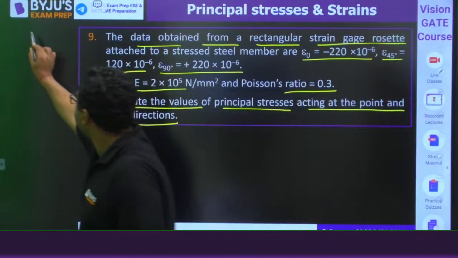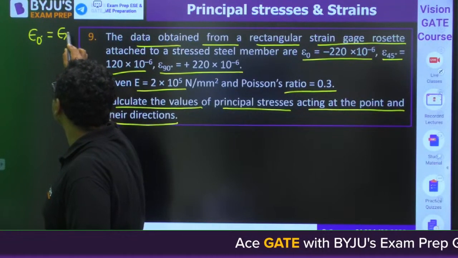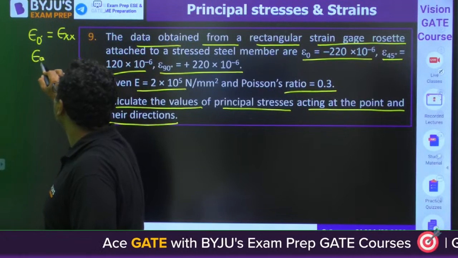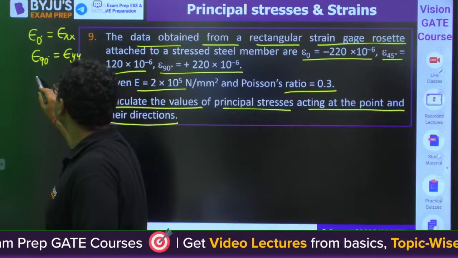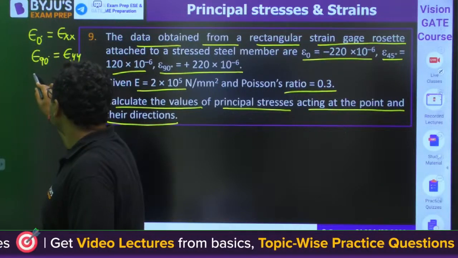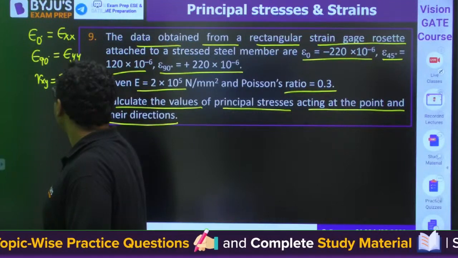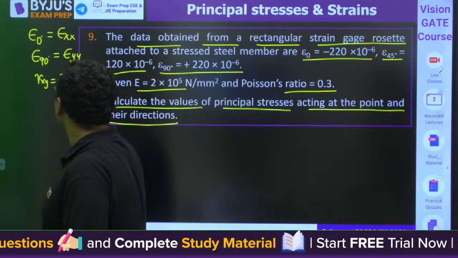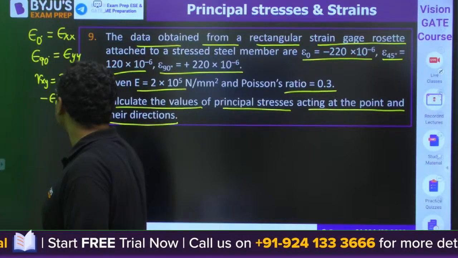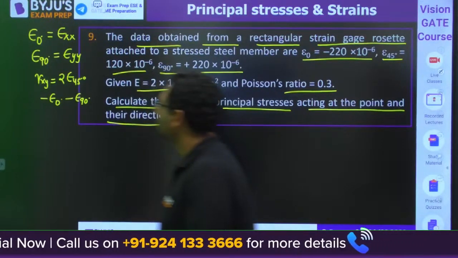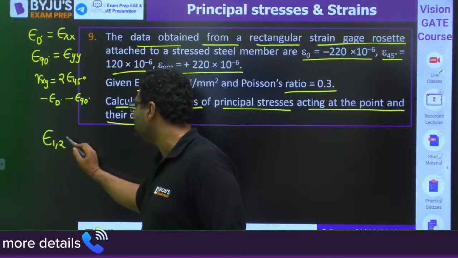First of all, epsilon 0 degree is your epsilon xx. Epsilon 90 degree is your epsilon yy. So you can say gamma xy is 2 times epsilon 45 degree minus epsilon 0 degree minus epsilon 90 degree. After getting all these things, you can find out principal strains.